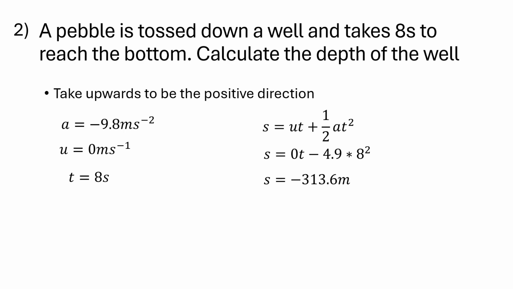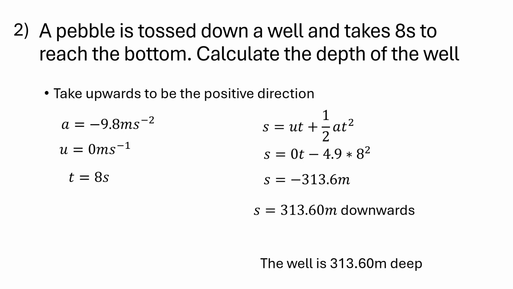Do we want a negative value? Does that mean we've made a mistake, or is that what we've been expecting? Well, we're calculating the displacement. We're trying to find the depth of a well, but what we have calculated is the displacement of the pebble from the top of the well to the bottom of the well. Given we've defined upwards to be the positive direction, yes, we would be expecting a negative displacement. So that's good. But what we should do is interpret that negative and say that's going to be 313.6 meters downwards. And then for a worded answer, the well is 313.6 meters deep.